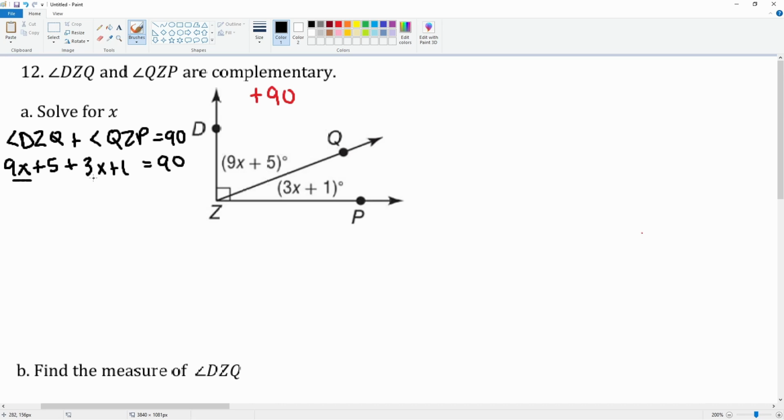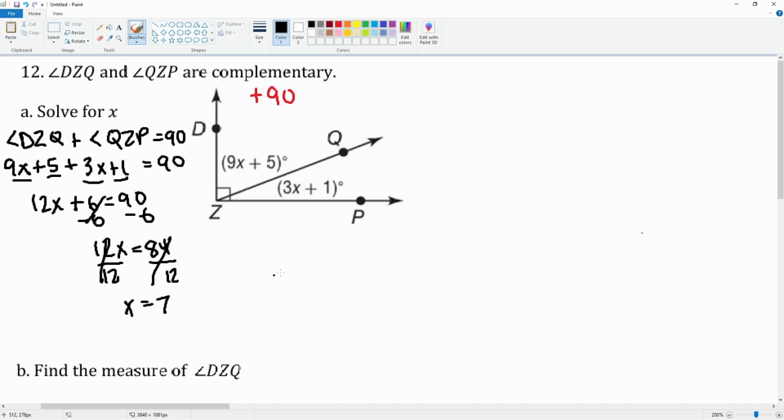Combine like terms. 9x and 3x becomes 12x. 5 plus 1 becomes 6. That's going to equal 90. Minus 6 to both sides. This cancels out. 6 minus 6 becomes 0. 12x is equal to 84. Once you divide 12 to both sides, x is going to be equal to 7.